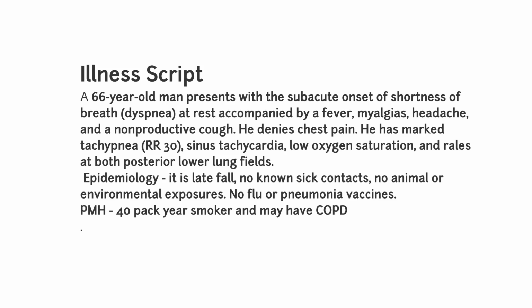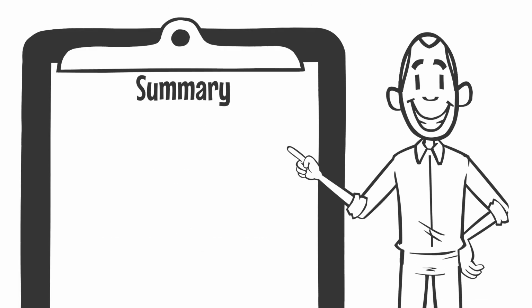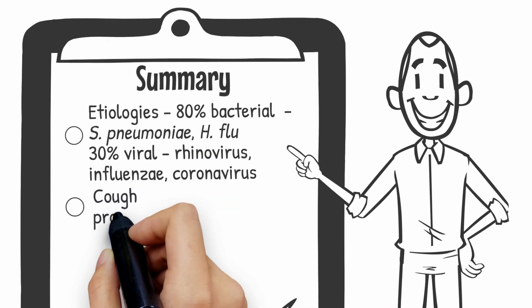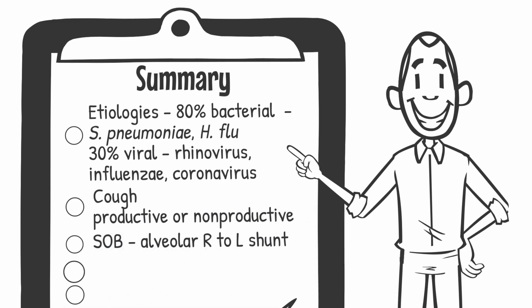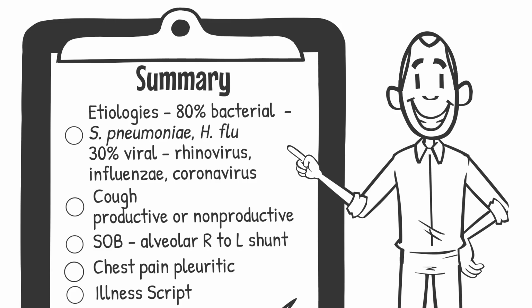Now that we have created his illness script, we can begin our diagnostic workup, which will be described in the next video. To summarize this video, we listed the most common bacterial and viral pathogens causing CAP. Bacteria are found in 80% of cases, and Strep pneumoniae and Haemophilus influenzae are most common. Viruses are found in 30% of cases, and rhinovirus, influenza, and coronavirus are most common.